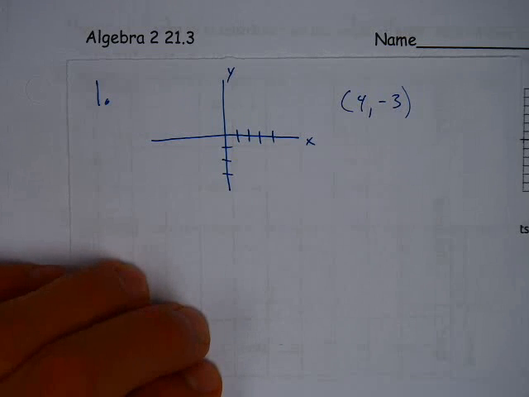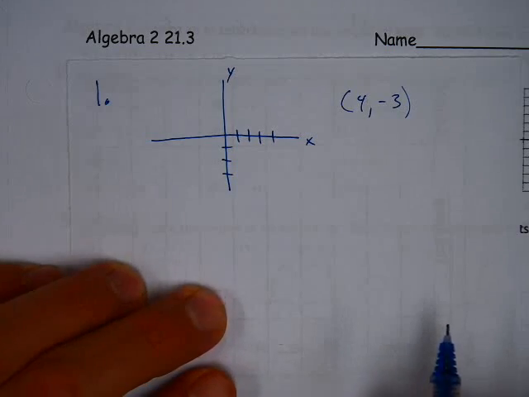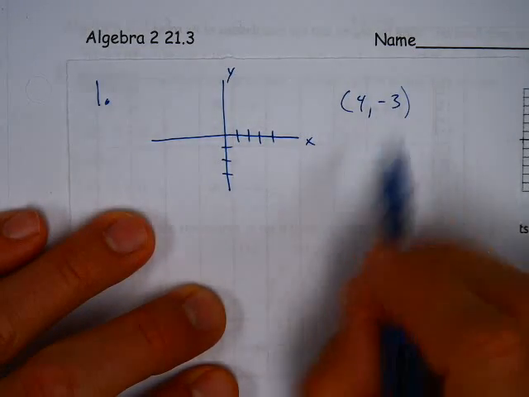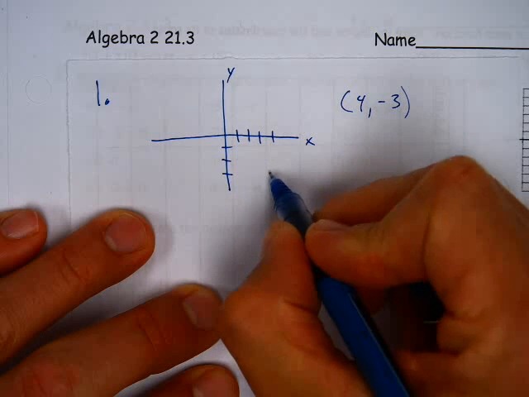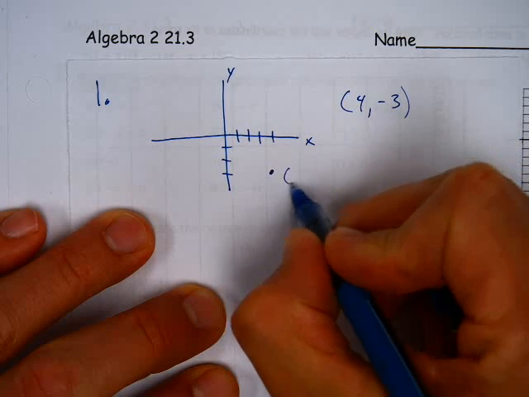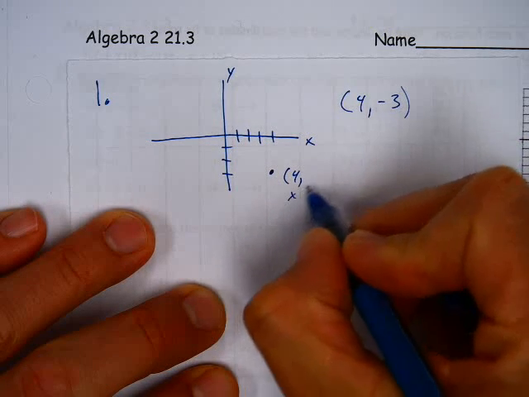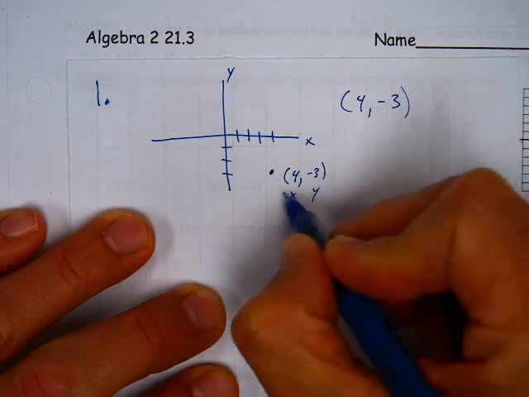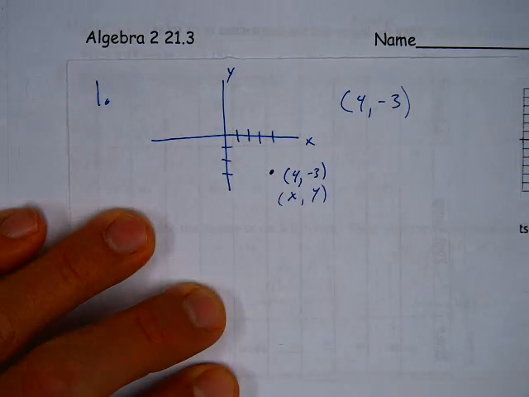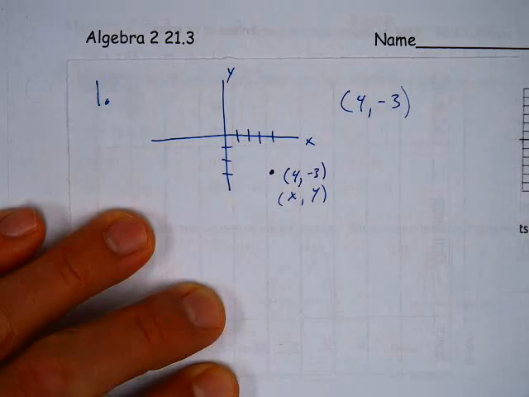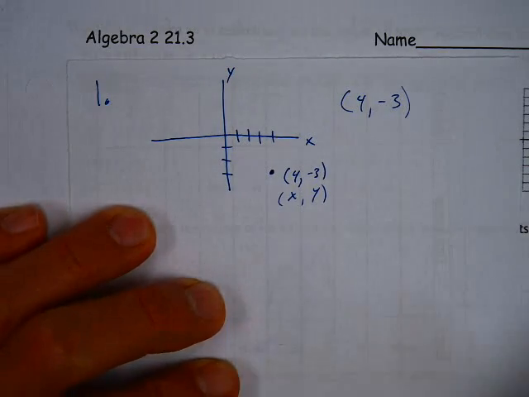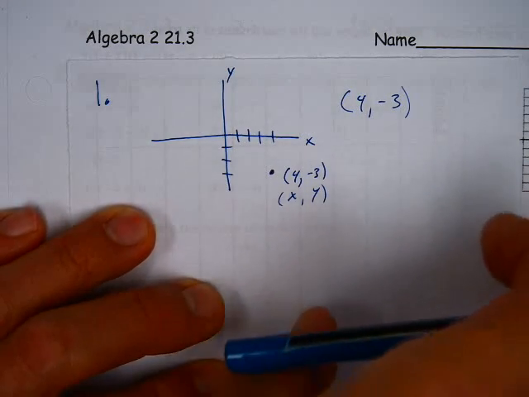All right, so this is worksheet number 21, day 3. And I'd like you to plot this point, 4, negative 3. Count over 4, count down 3, because 4 is your x value and negative 3 is your y value. When you're saying to yourself, whoa, is this really all we have to do? Of course not. Come on, get real.